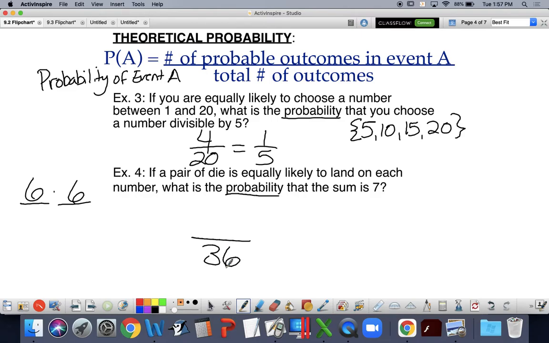Now let's talk about the different combinations to make 7. We got 4 and 3, but then we also got to think about 3 and 4. We got 2 and 5, and then we got to think about 5 and 2. And we got 1 and 6, and also 6 and 1.